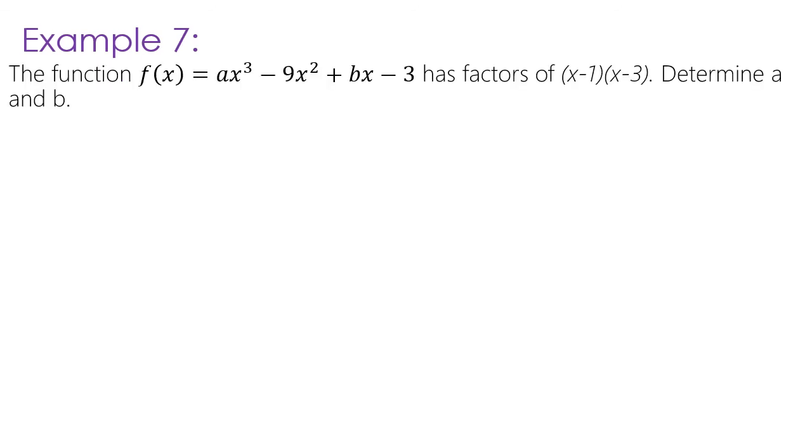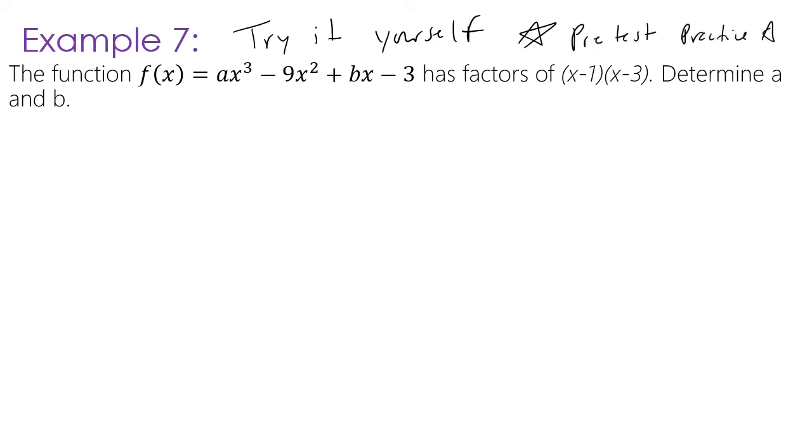All right, we're almost there. And this one's going to be more of a try it yourself question. I'll get you started and then I want you to try it. Kind of think of this as like a pre-test practice. So this function has factors of x minus 1 and x minus 3. Determine a and b. So this is just like the M and N question.